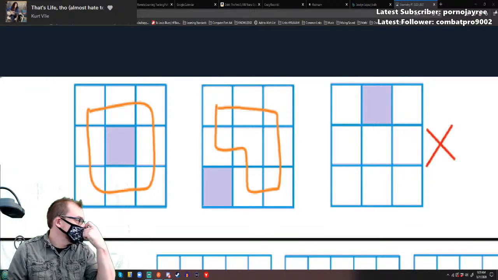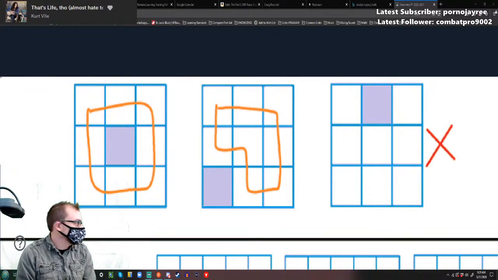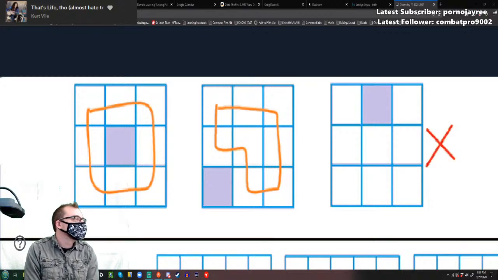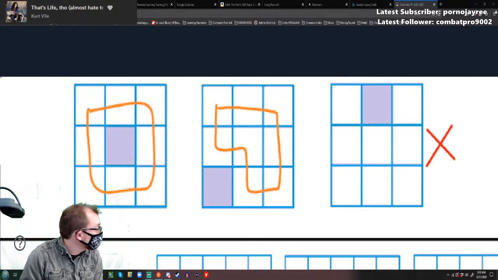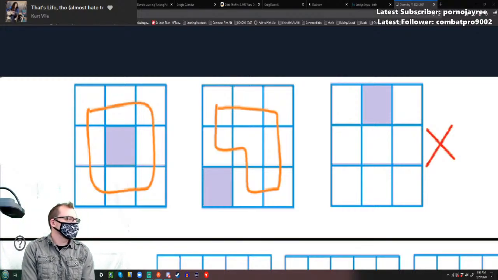What do you think the question is? What are the rules? What's the problem? Ooh, don't touch the gray square. It's purple to me. Are you wearing a gray shirt or a purple shirt? There we go. Okay, that's fine.